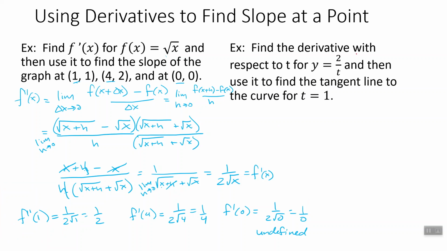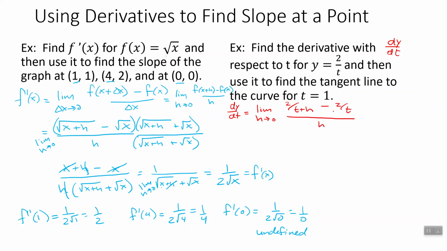All right, let's try this other guy here. We want the derivative with respect to t. So we want to know what's dy dt. So t is our variable. Then use it to find the tangent line to the curve at t equals 1. All right, so dy dt is going to be the limit. We'll stick with h because I know people like h better. As h goes to 0 of, let's see, we got this function with t plus h plugged in minus just the original function, 2 over t, all over h.